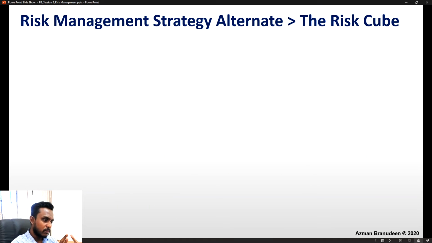Now, most of the discussion that we have done so far stems from the ERM approach, right? The enterprise risk management approach, originally the cube, now the double helix. But there are other alternatives. One of those alternatives is called the risk cube.